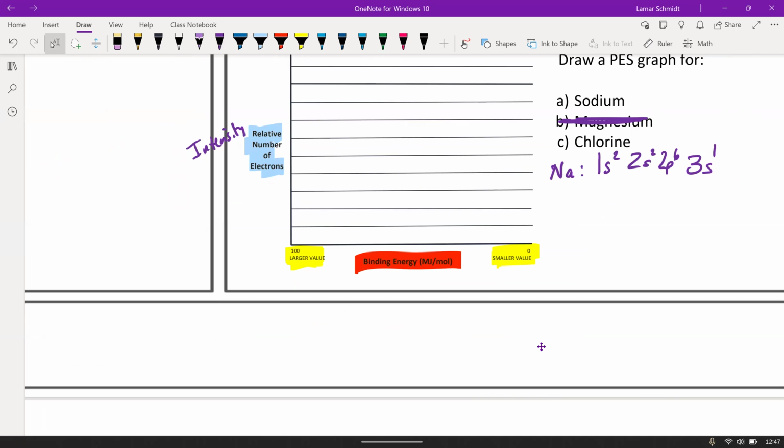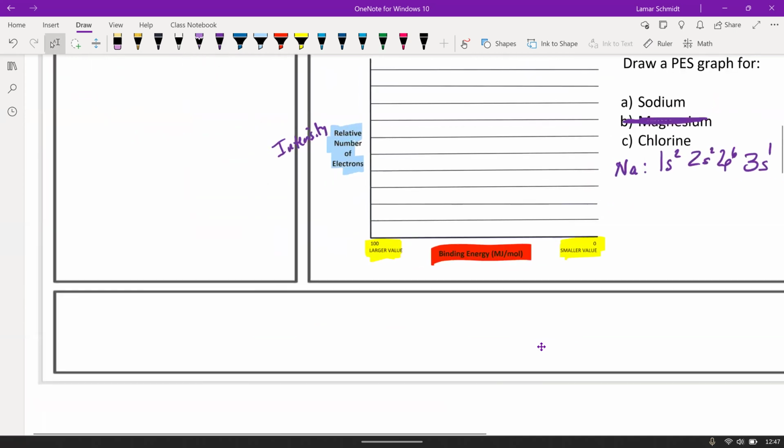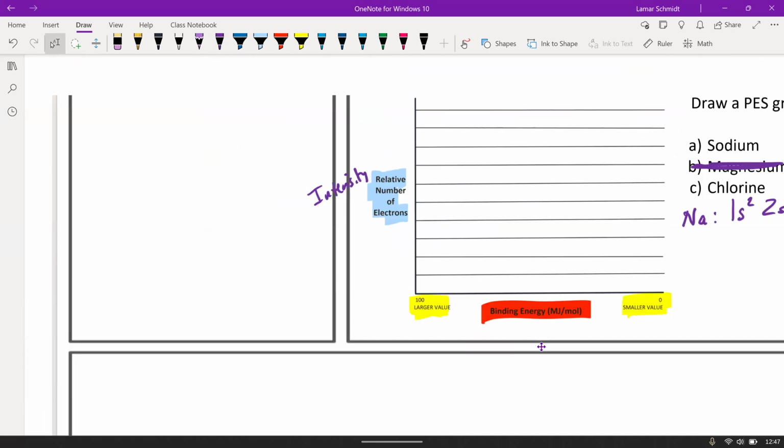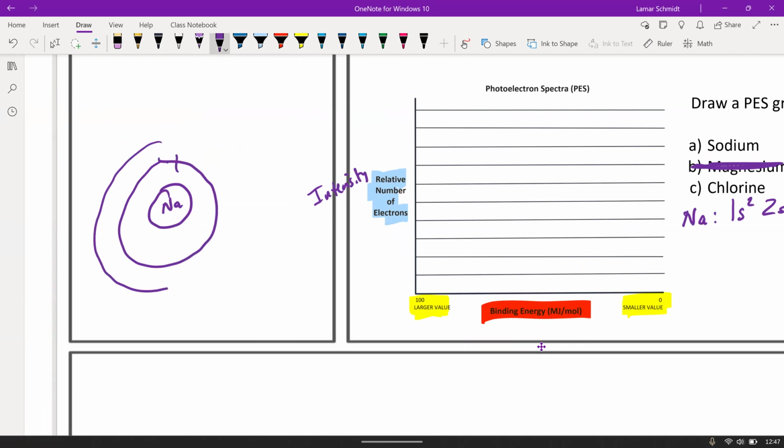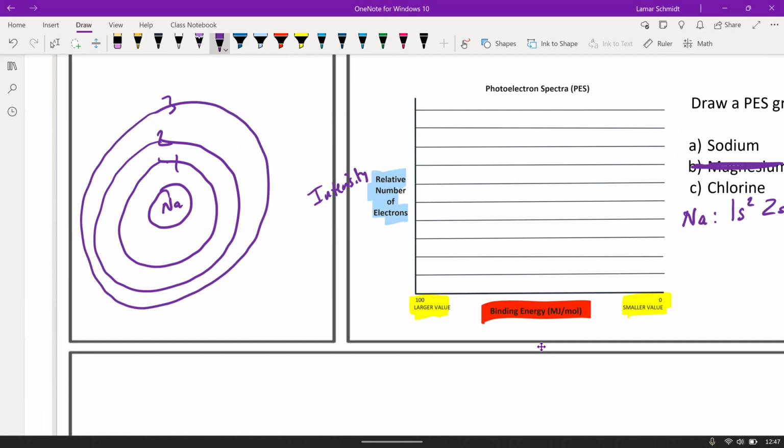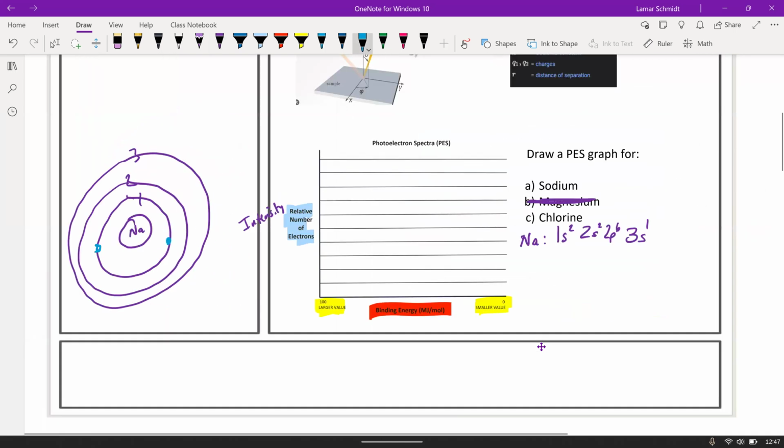Well, before we go any further, I want to draw a Bohr model of sodium. So here is sodium, the nucleus, and here is energy level 1, and here is energy level 2, and then here is energy level 3. Let's draw some electrons here. There's 2 in energy level 1. We look at our electron configuration. How many electrons are in energy level 2? 8. 2 in the S and 6 in the P, right? So there's a total of 8. 2, 4, 6, 8.